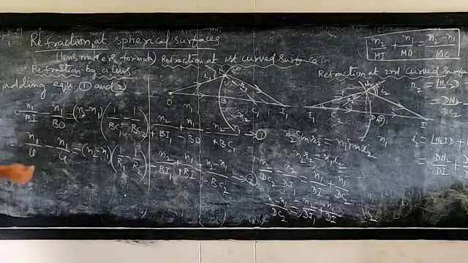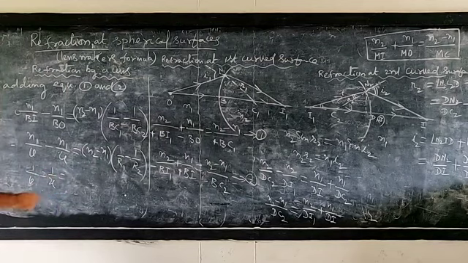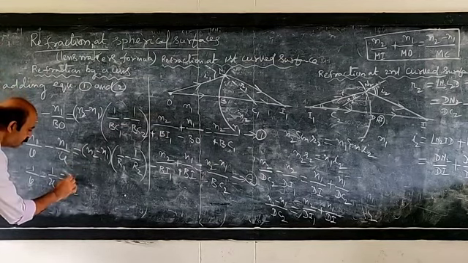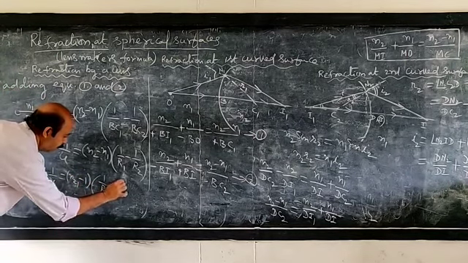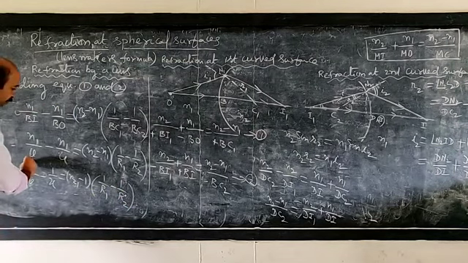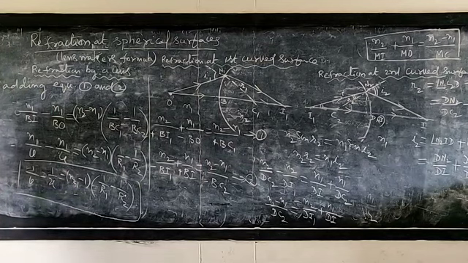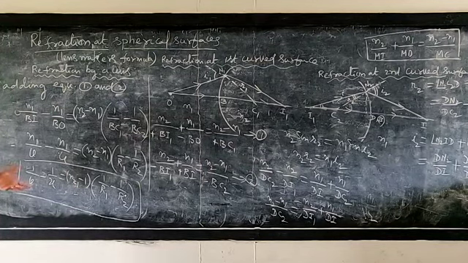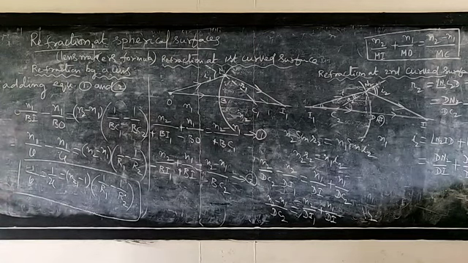And take this n1 to that side. So what we get is 1 by v minus 1 by u is equal to n2 by n1, that is n21, minus 1, into 1 by r1 minus 1 by r2. This is the equation. From this equation we can find the relation between image distance, object distance, the radii of curvature and the refractive index of the two media.